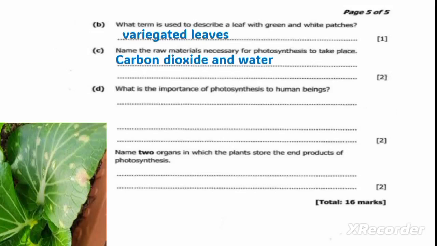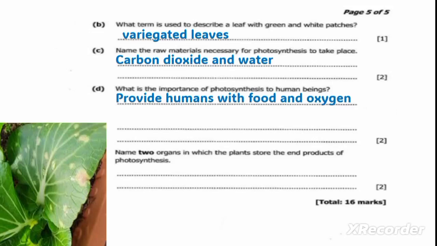Question 3D, the question reads: what is the importance of photosynthesis to human beings? As we can see, the question is carrying 2 marks, so we need to provide two importances. So we are going to say provide humans with food and oxygen. Photosynthesis provides human beings with food and oxygen.